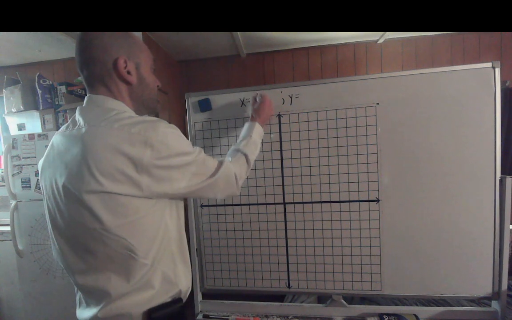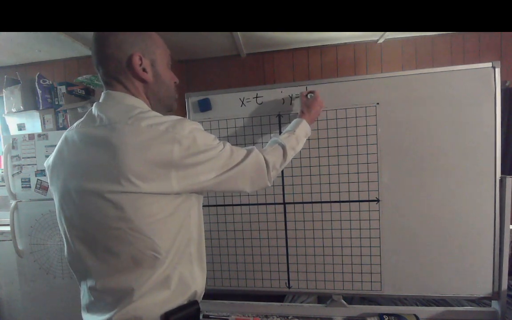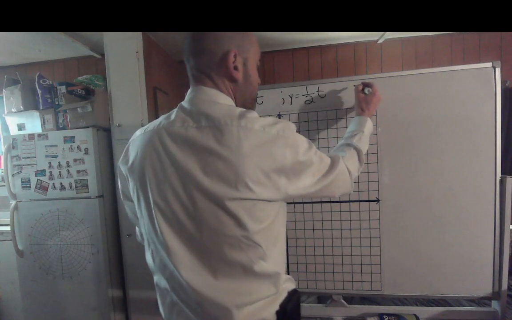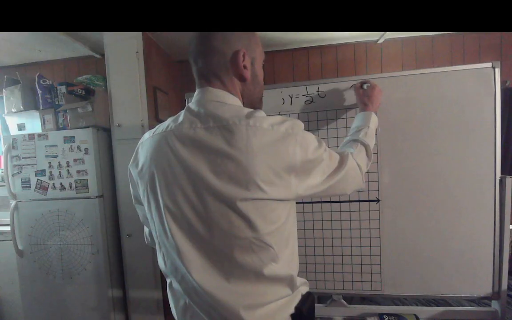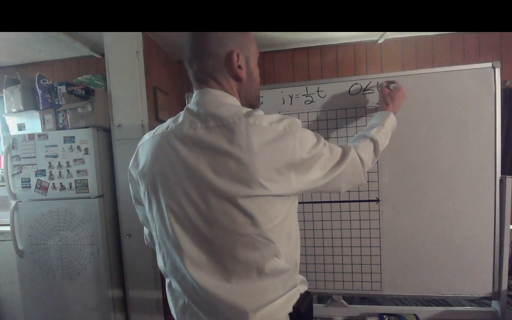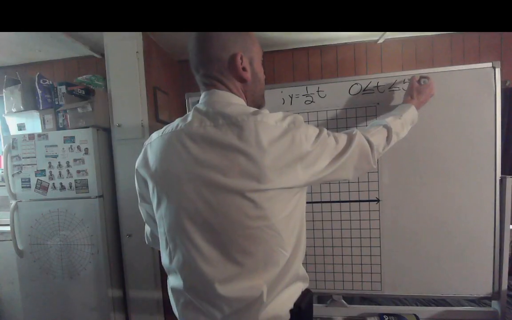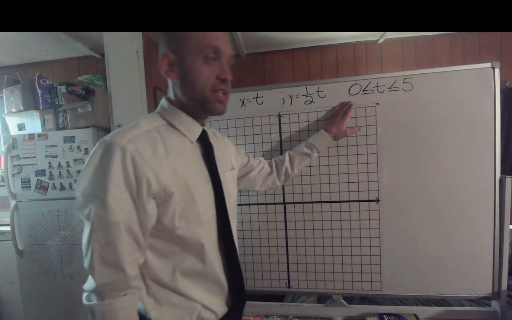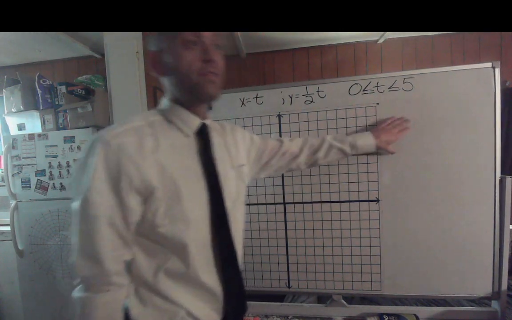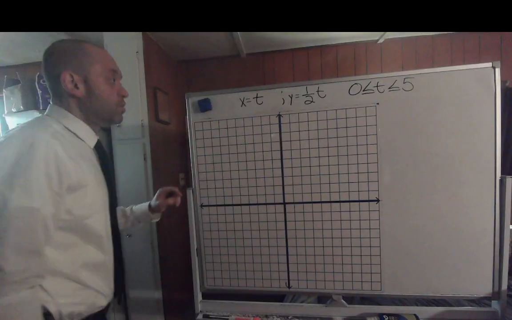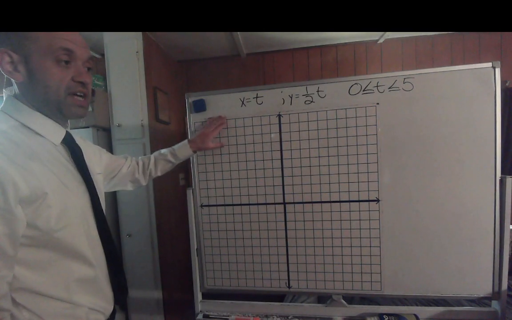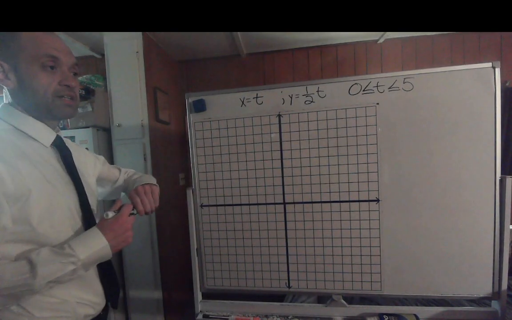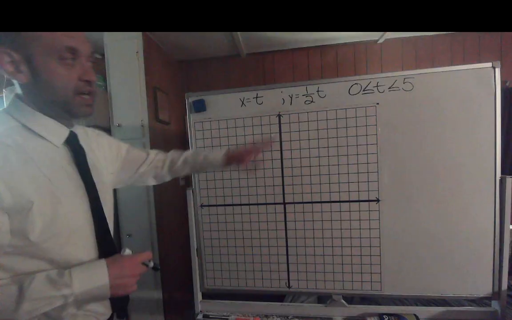So x equals t, y equals 1/2 t. And we're only going to consider t from 0 to 5. So 0 is less than or equal to t, which is less than or equal to 5. We're not considering anything to the left of 0 or to the right of 5 for t. Well, the process is still the same to start with. Eliminate your parameter, get t in terms of x. And then put that into your y.